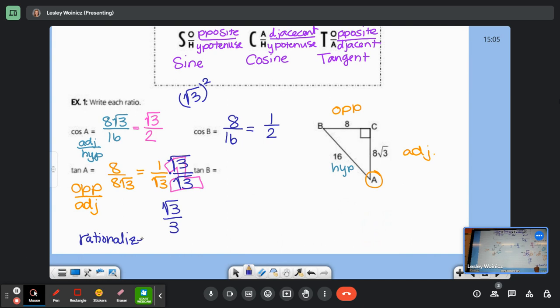Wait, how did we get that it was 3 over 3? Like the square root of 3 over 3? Okay, I can show you again at the end, but we got to keep it moving.